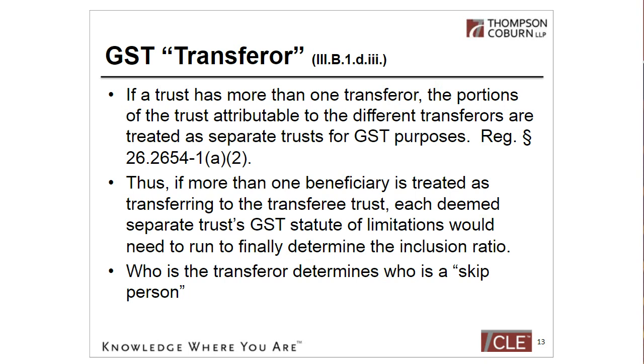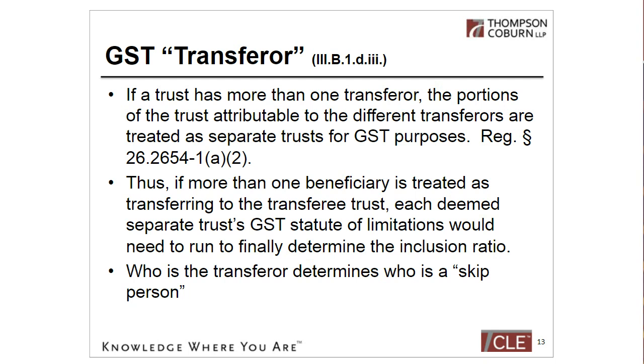Well, if a child who's a beneficiary of the old trust is deemed to have made a gift to the new trust, the child is the transferor. That child's children are only one generation removed, so they are not skip persons with respect to that child. So the portion of the new trust deemed to have that child as a transferor would have its own definition of skip person, whereas for the portion of the new trust that's deemed to have been transferred from the child that's the beneficiary, the grandchild would not be a skip person with respect to the child. It would have to be a great-grandchild who's a skip person.